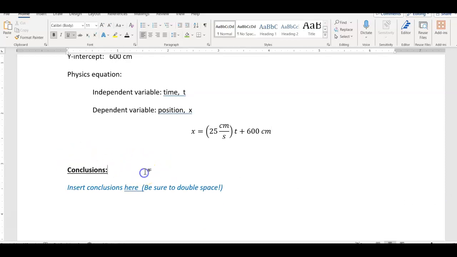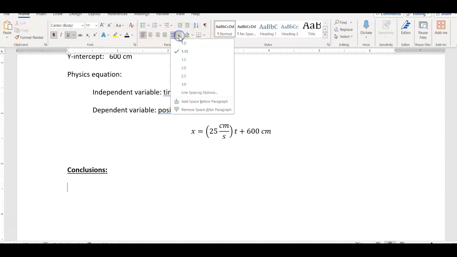Now we are to the conclusions. And there's a note here. It says be sure to double space. Okay, so I'm going to delete that. And let's go up. If you don't know how to double space in Word, you go to the paragraph. Oh, I'm on the Home tab, but there's a paragraph set of tools here.